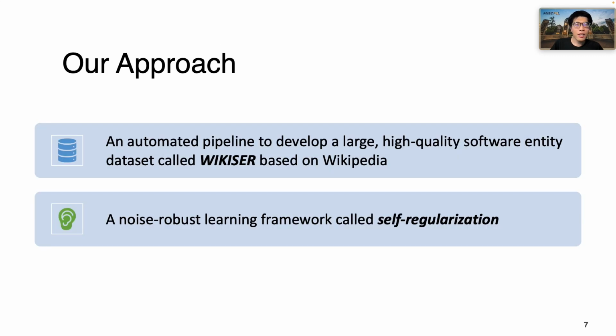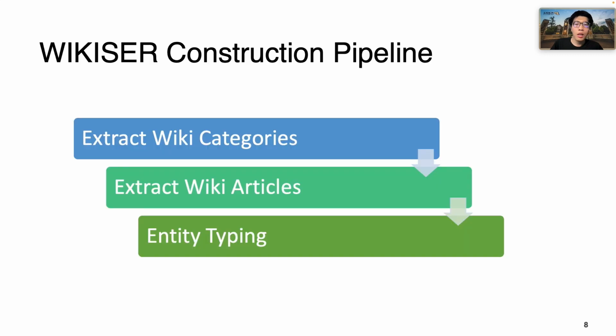To address these challenges, we propose our approach in two ways. First, we leverage Wikipedia to build an automated pipeline that develops a large, high-quality software entity dataset called WikiSER. Second, we propose self-regularization, a noise-robust learning approach that accounts for noisy labels in our Wikipedia dataset. Let's first look at the WikiSER construction pipeline.